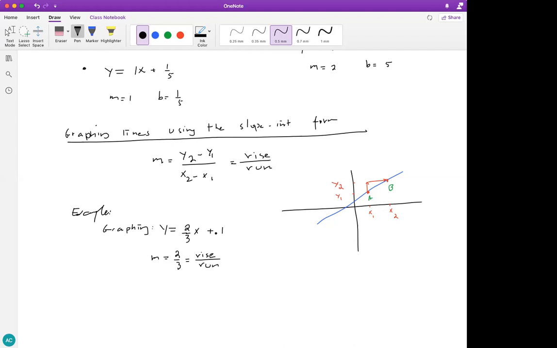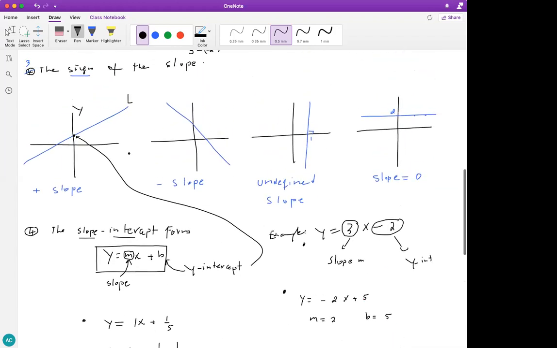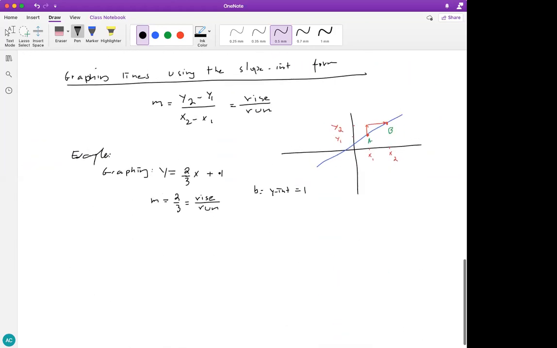And what do we call this number here? 1 is, that's b, or the y-intercept. Also called the y-intercept, which is 1. And again, we said it's called the y-intercept because that's where the line meets the y-axis. So this line here, we don't know the graph yet. So we want to find the graph of this line, something like this. So we need a graph first.